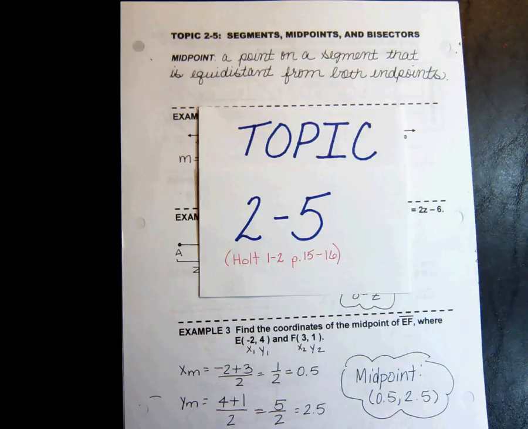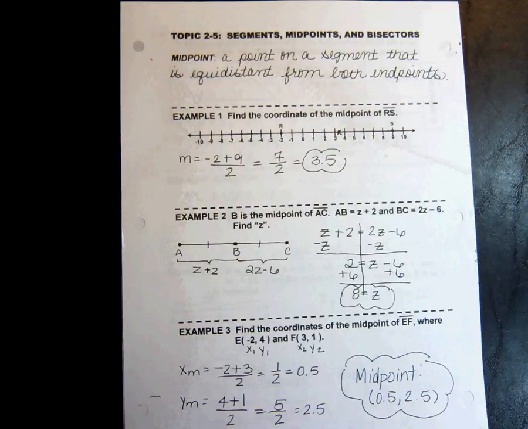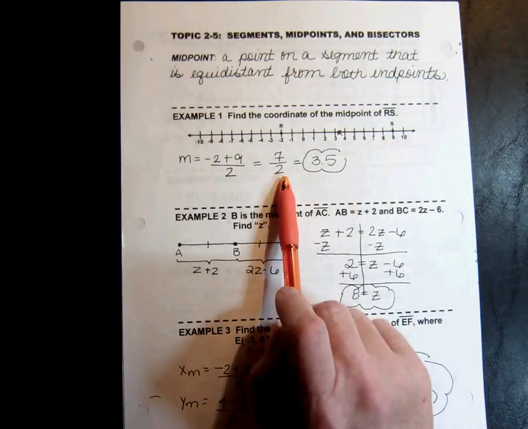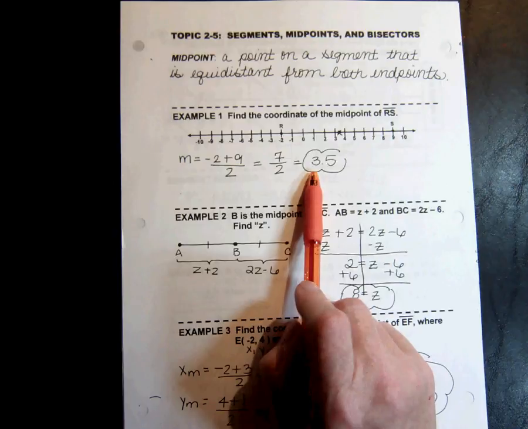Topic 2.5, segments, midpoints, and bisectors can be referenced with Holt, Chapter 1, Section 2, pages 15 and 16. Again, we have a definition. The midpoint is a point on a segment that is equal distance from both endpoints. The first example, like we had used before, uses the midpoint formula: you add the two points given to you, the -2 and the 9, divide by 2, and that gives you 7/2, 3.5.